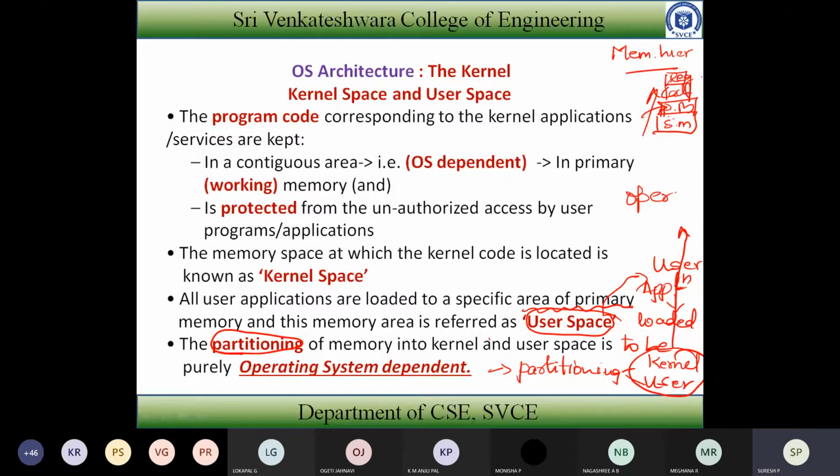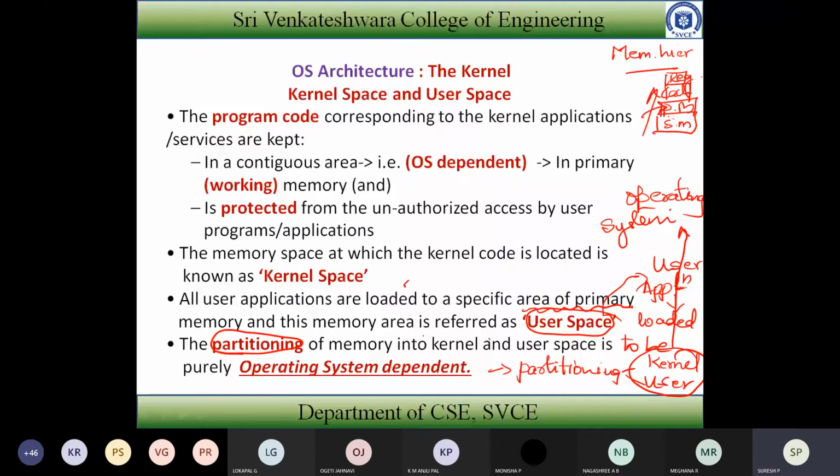Okay, the operating system has to take care of which part of the code has to go to the kernel space and which part has to go to the user space. So the operating system should know what type of resources you are accessing. If you are accessing a resource from the system, it has to be loaded into the kernel space. If it is from the application, that has to be loaded into the user space. That mainly depends upon the operating system which you are going to have.